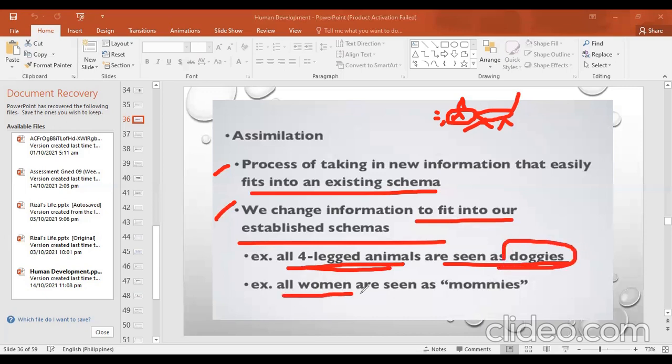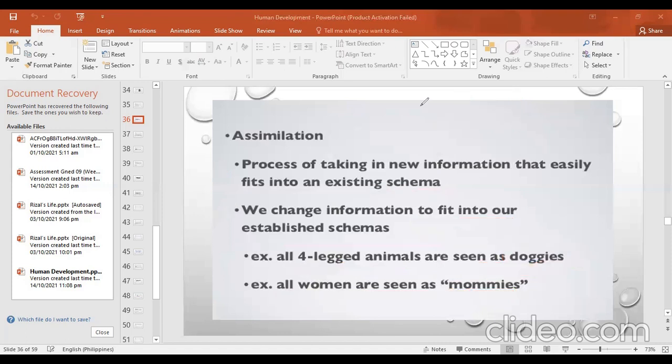Next, all women are seen as mommies. At first, we have a schema about women, and then we add mommies in order to teach the children that they are almost the same, so they understand that object or thing better. So next.